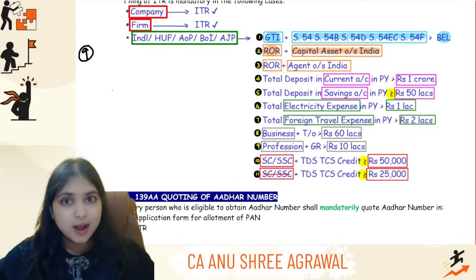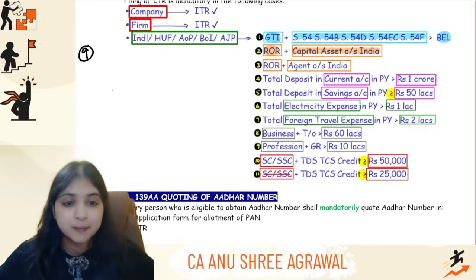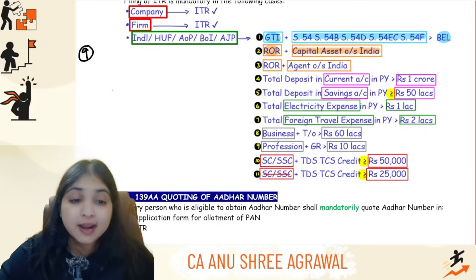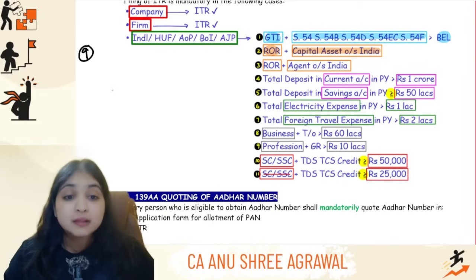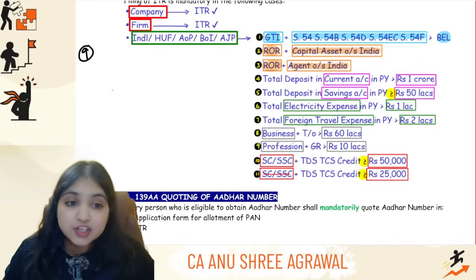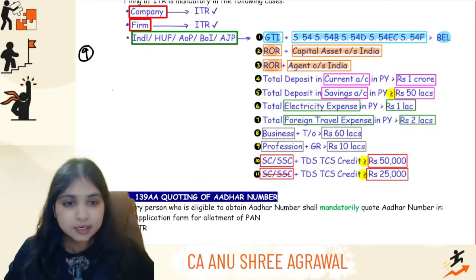So if I'm an ROR and I have a capital asset outside India, like I have a house outside India or I own shares of a foreign company, in that case I'm an ROR and I have a capital asset outside India, so I'll have to mandatorily file ITR. Then if I'm an ROR and I have a signing authority outside India, I have to mandatorily file ITR.